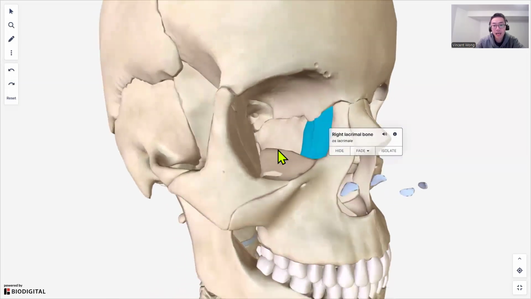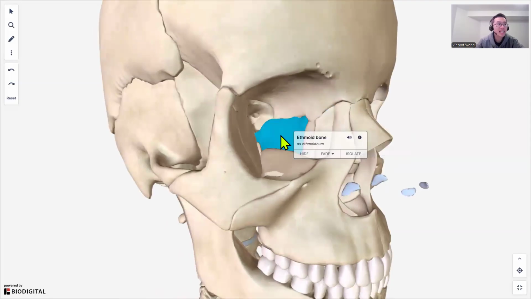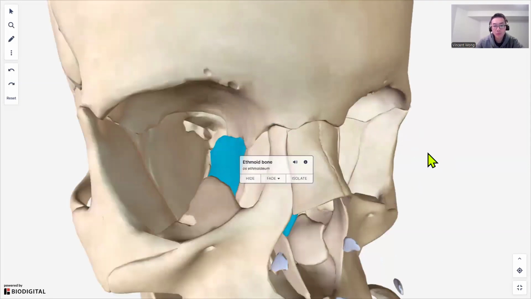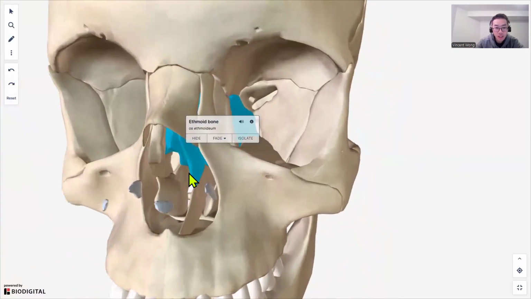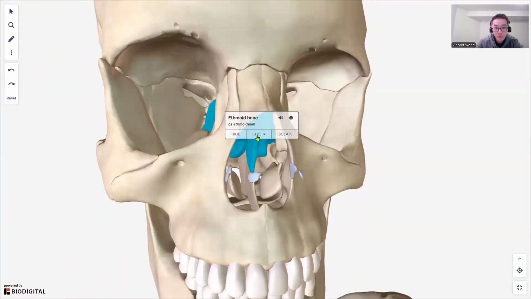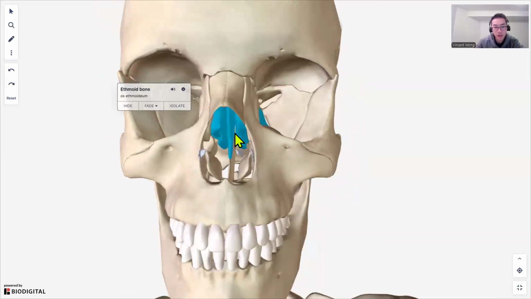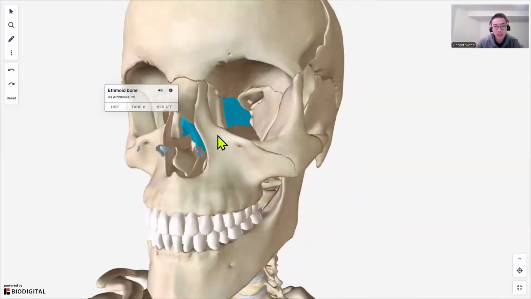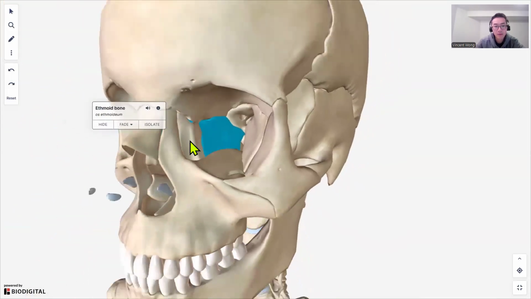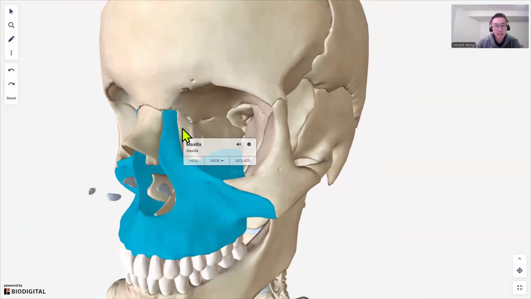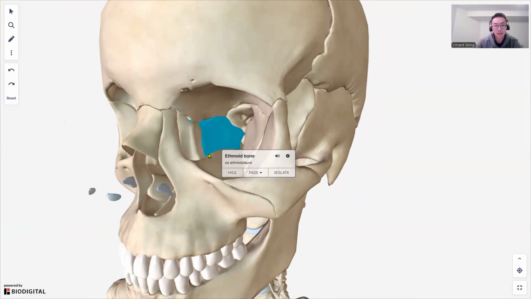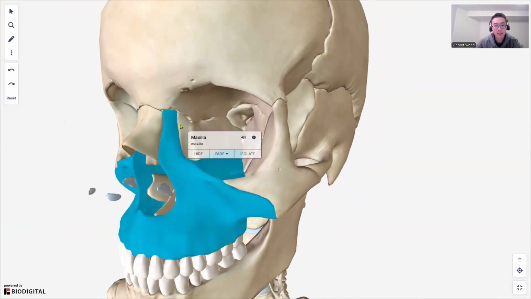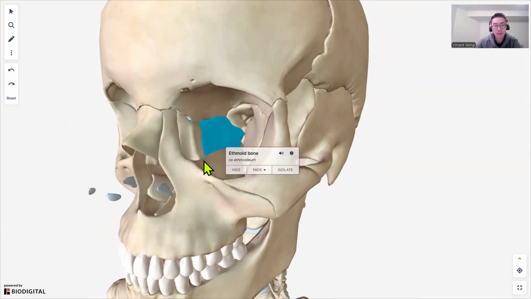Behind the lacrimal bone, we have one ethmoid bone. Really big right there, the ethmoid bone. It also forms your nasal septum. You see? It forms the wall that separates your left and right nostril. There is your ethmoid bone. So maxilla, lacrimal, ethmoid. Two maxilla, two lacrimal, two ethmoid.